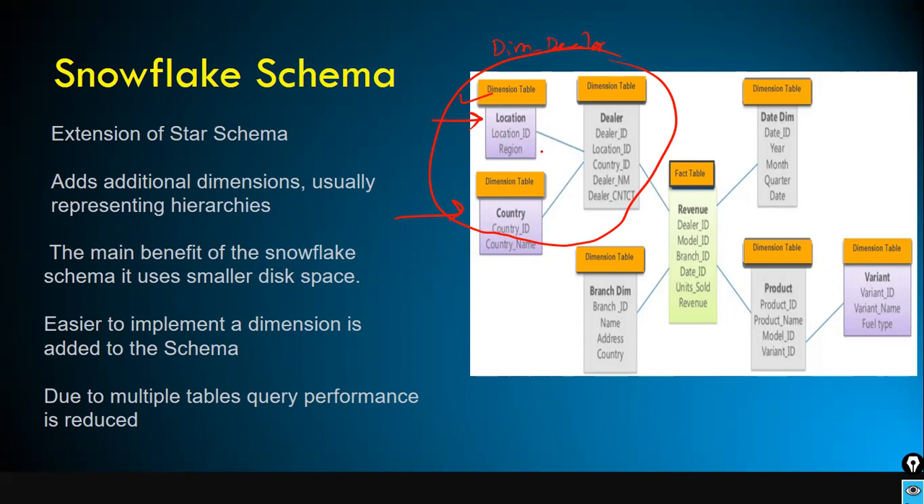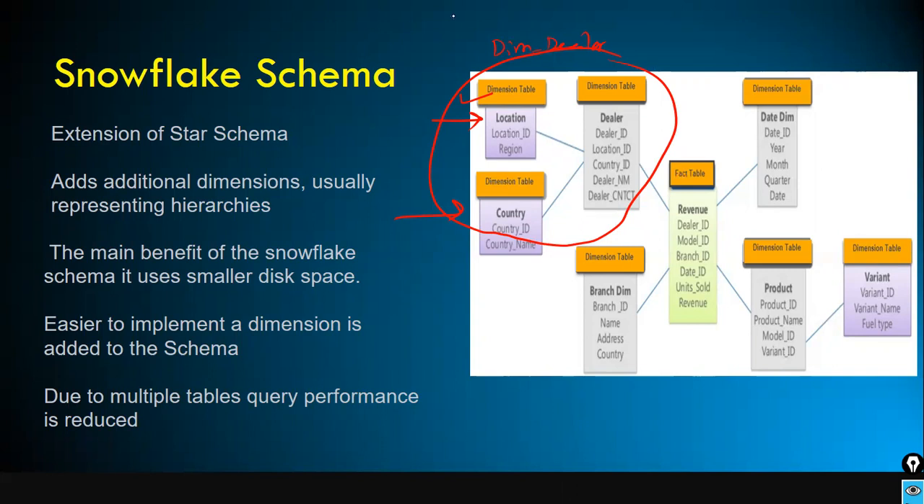Okay, so instead of storing the location and country data related to each dealer in a single table, they decompose this dealer dimension table into three different tables. They split this data and stored it in three different tables. Why? Because if you store everything in a single table, it can lead to redundancy. It can consume more space. So hence they split this table into three different tables to overcome the redundancy related issue.